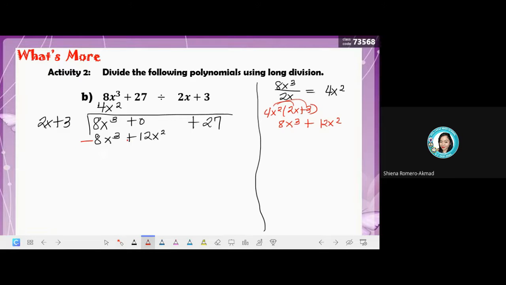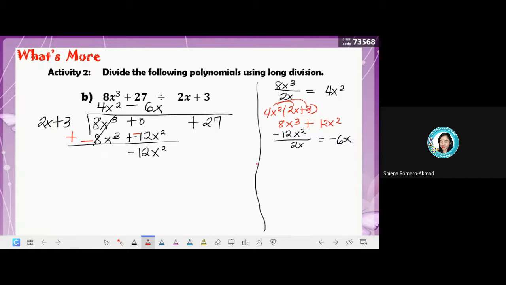So, change the sign. Proceed to addition. This will be 0. This is 0. Ito magiging negative 12x squared. Divide natin siya to 2x. So, this will be negative 12 divided by 2 is negative 6. X squared divided by x is x. So, we have negative 6x.